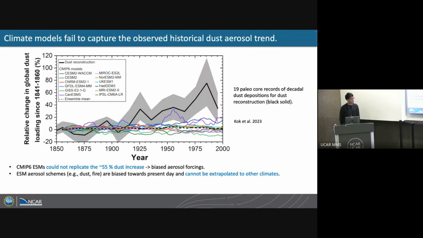And here we're asking why, because if they cannot replicate the 50% dust increase, then there will be biased aerosol forcings in climate assessment. So we try to fix those biases in forcings. And it's not just dust, but a lot of aerosol schemes, maybe fire and bioaerosols, natural aerosols, are biased to present days and cannot be extrapolated to other climates.